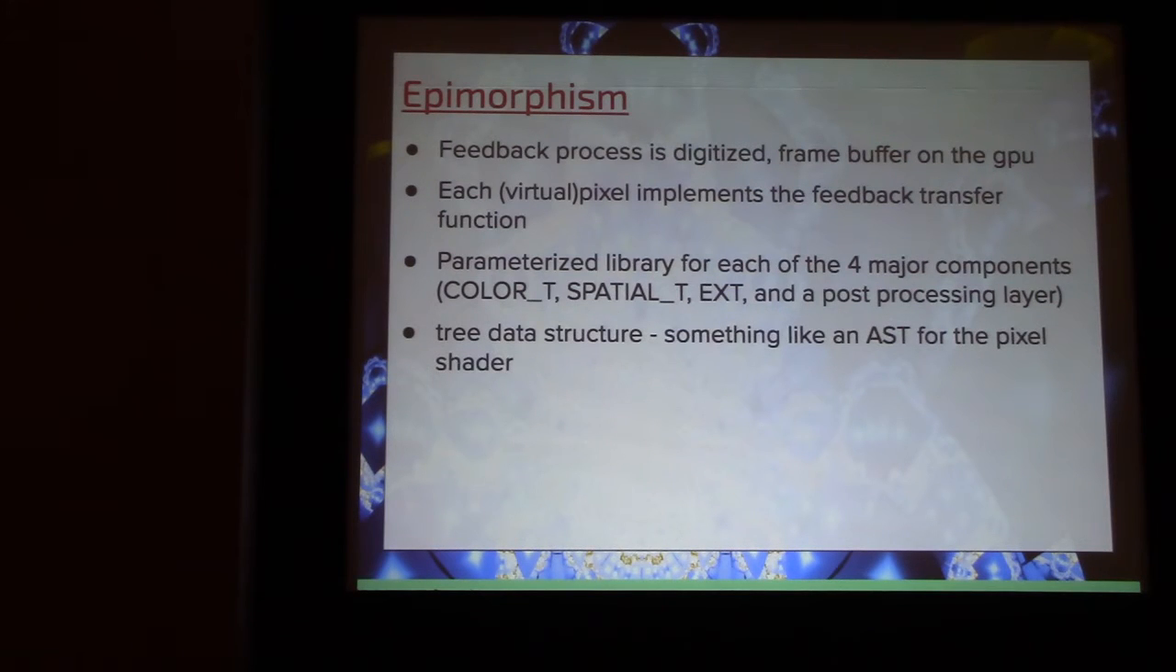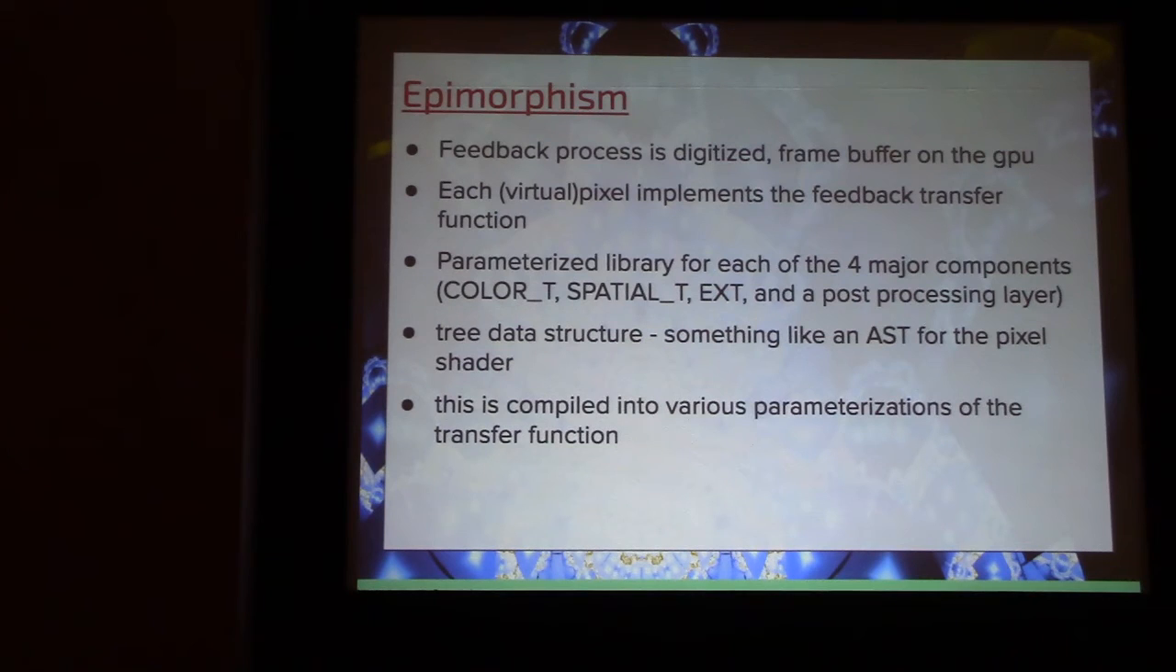My software maintains a data structure that's a tree, which ends up being something like an abstract syntax tree for the pixel shader, where these components we have up here, like the color transformation and the spatial transformation, are each composed of various modules that can be switched out. And the modules basically determine what code is actually executed on the graphics hardware. And the pure script code is responsible for compiling this tree structure into various parameterizations of the transfer function.